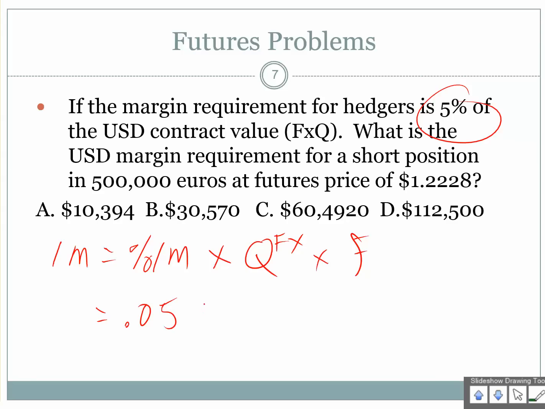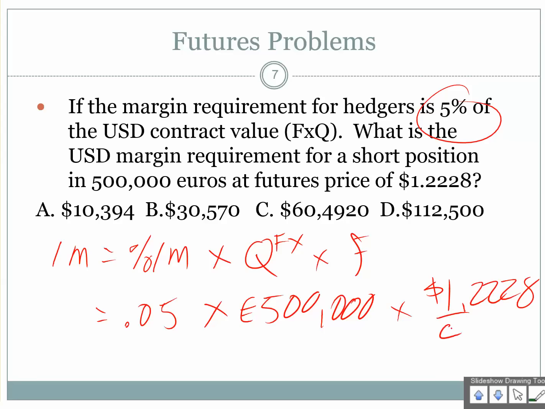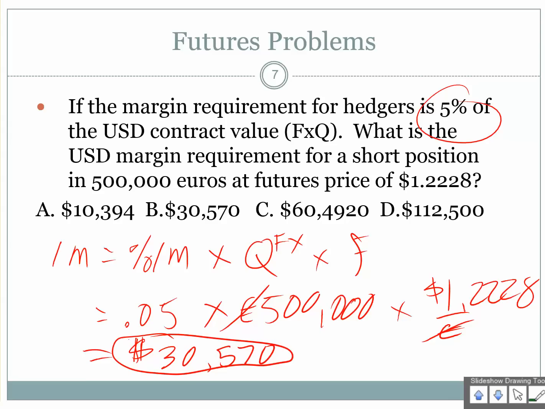and they're going to sell 500,000 euros at a forward price of $1.2228 per euro, cross that out, what you'll see is they'll need to deposit $30,570 in a bank account at the exchange, at their clearinghouse, they call it. And this amount is not really a cost, it's just a security deposit, and it'll actually gain interest.